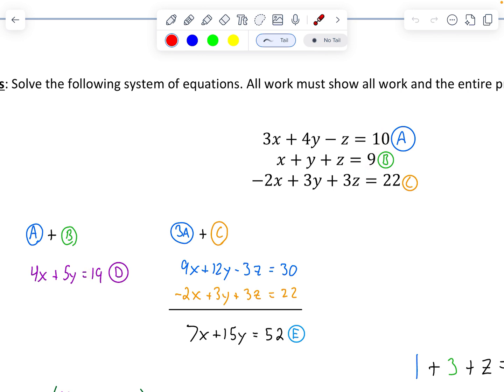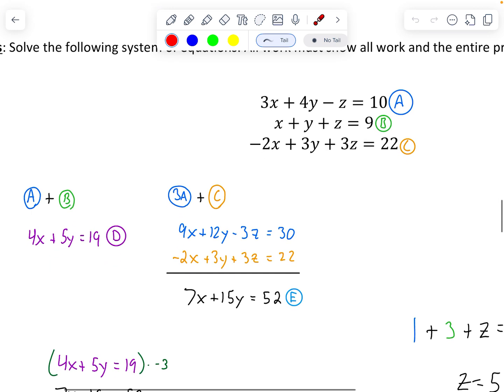Keep in mind, I have told you that when I give you a problem like this, you will get integer answers. I'm not going to give you one that has any sort of fraction or decimal. So if that happens to you, then you know you've made a mistake somewhere and go back and double check everything. All right, so we have a new equation here that has just x and y. So now we need a second equation with just x and y.